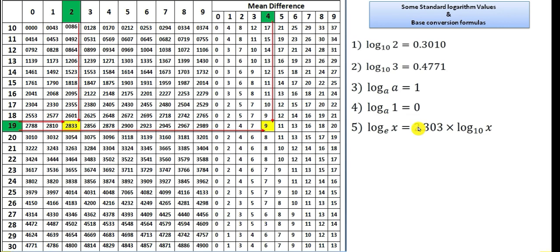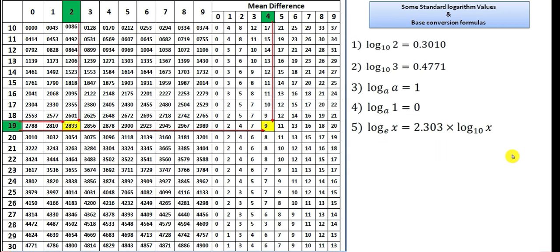The next point is this. See, I have already told again in the last class that base 10 and base e, these two are very common in physics, mathematics, chemistry and all the science topics. So we should know how to convert a number from base e to base 10, or how to find the value of a logarithm which is in base e.